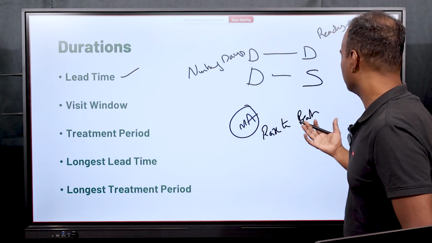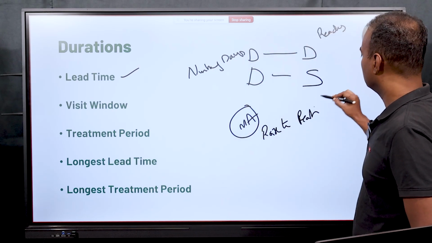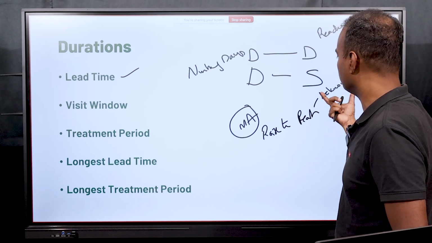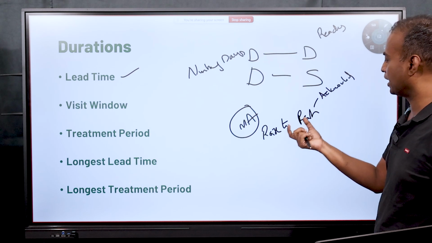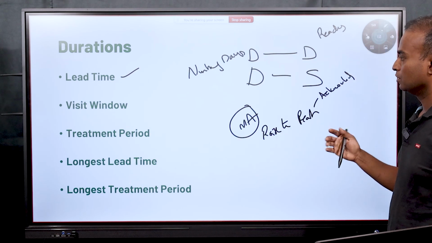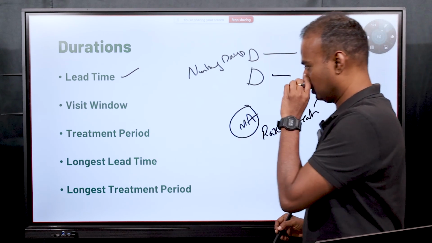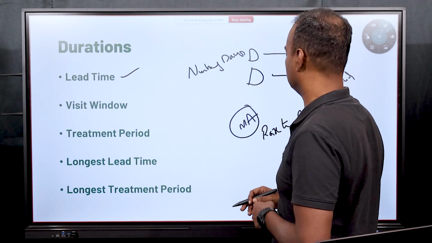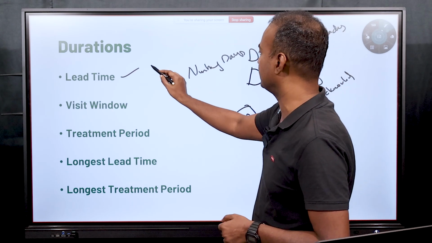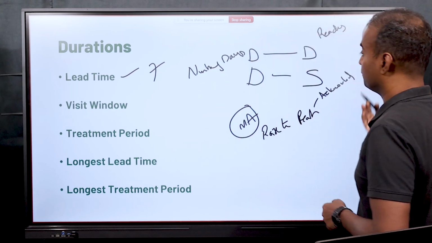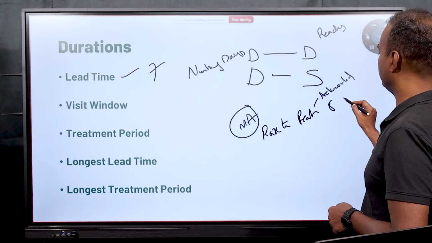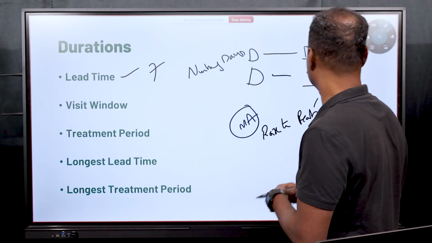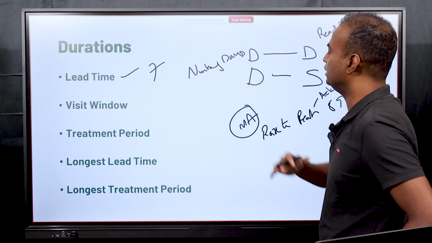Once it reaches the site, there is one transaction where it is acknowledged. It is not the time between raise and acknowledge, it is the time between raise and reach. So that is the lead time. For example, a shipment is raised on Jan 1st and reaches the site on Jan 7th. So lead time is 7 days. If the shipment is acknowledged on day 8 or day 9, it doesn't matter.